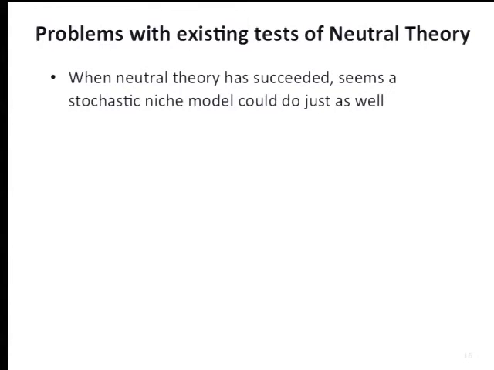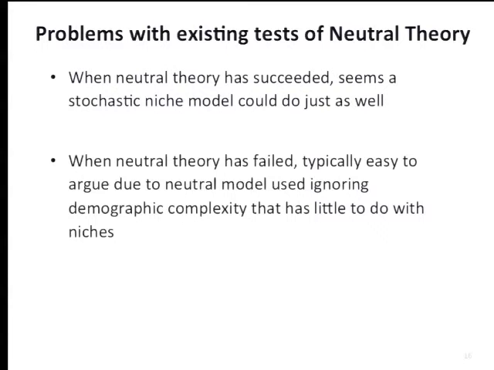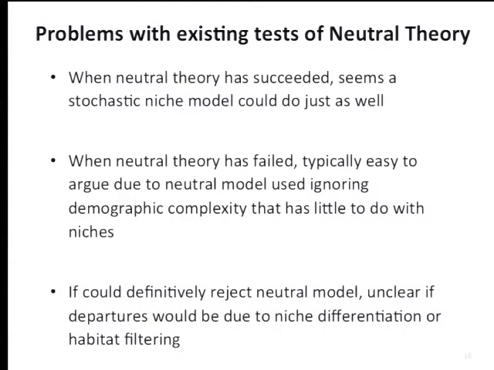So summarizing these problems with existing tests of neutral theory, when neutral theory has succeeded, it seems a stochastic niche model could do just as well. When it's failed, it's typically easy to argue it's due to the neutral model that's used, ignoring demographic complexity that has little to do with niches or habitat filtering. And one other issue I haven't brought up yet is that even if you could definitively reject the neutral model, it's unclear if the departures would be due to niche differentiation or to habitat filtering. In a lot of the cases, it's hard to say what would be going on.